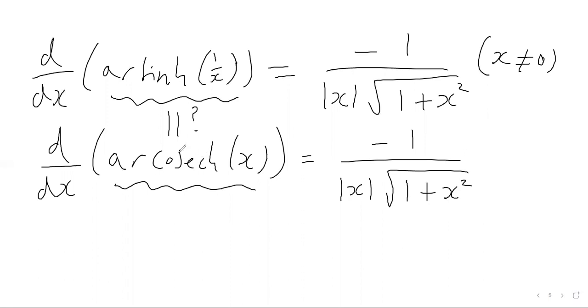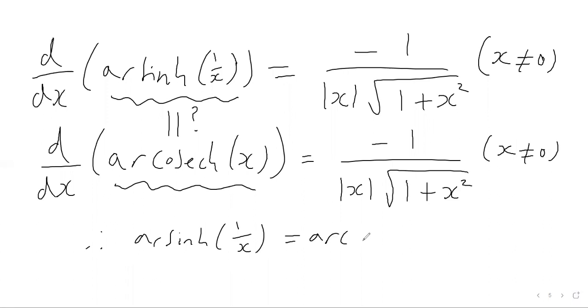And it's exactly the same domain as the arsinh of 1 over x function. So they've got the same domain, they've got the same derivative. So therefore, it must be true that arsinh of 1 over x is the same as arcosec of x up to a constant. In fact, this constant is actually 0, and we're going to show that now.